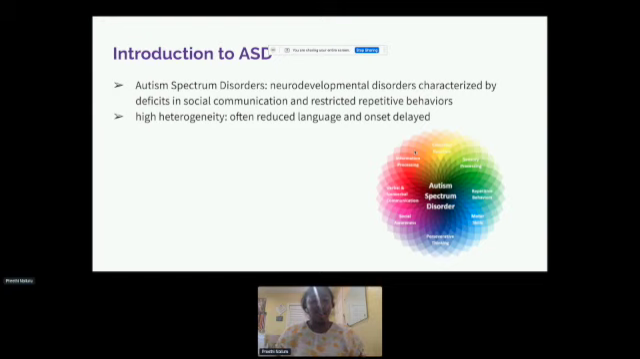The most common language disturbances are echolalia, which is repeating an expression word to word, and pronoun reversal, using "I" when "you" is intended. Like the slide says, there's high heterogeneity, meaning there's a high variety in the symptoms that children with autism experience. As you can see in this picture, there are various symptoms and various severities in the symptoms. There's often reduced language, and onset is delayed, as I'll tell you later.